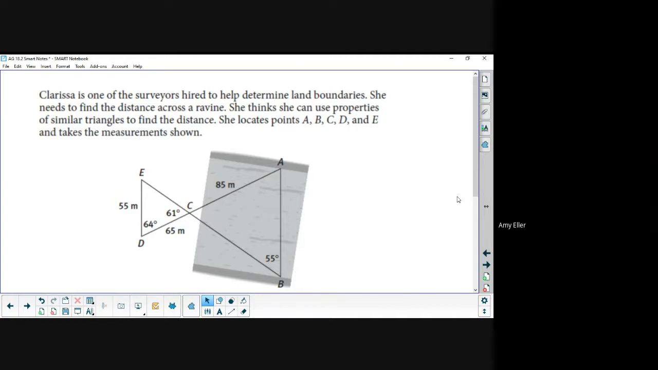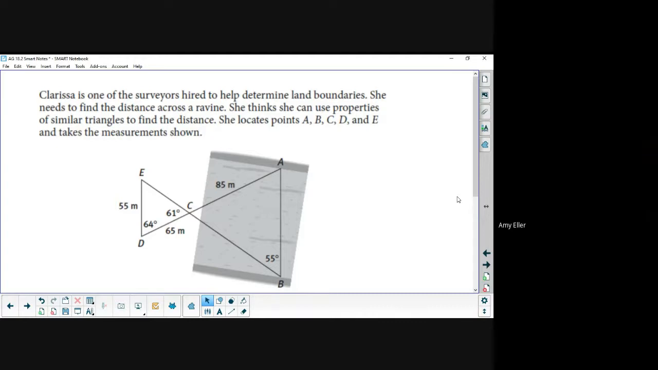Clarissa is one of the surveyors hired to help determine land boundaries. She needs to find the distance across a ravine. She thinks she can use properties of similar triangles to find the distance. She locates points A, B, C, D, and E and takes the measurement shown.